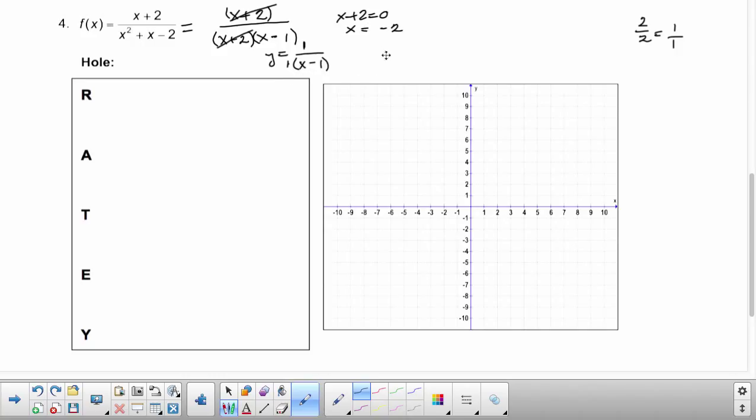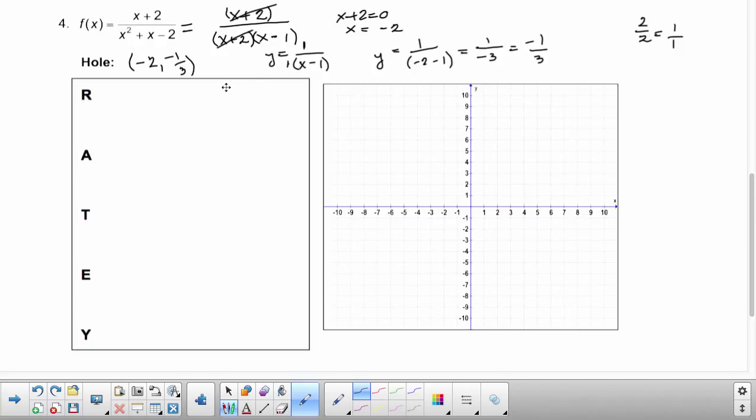Quick note and a reminder. Okay, so solving for y, we plug that into our equation, and we're looking at 1 over negative 2 minus 1 equals 1 over negative 3, or just negative 1/3. Our hole then is going to be at negative 2, negative 1/3.